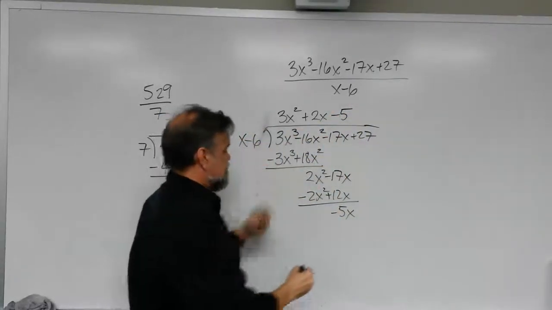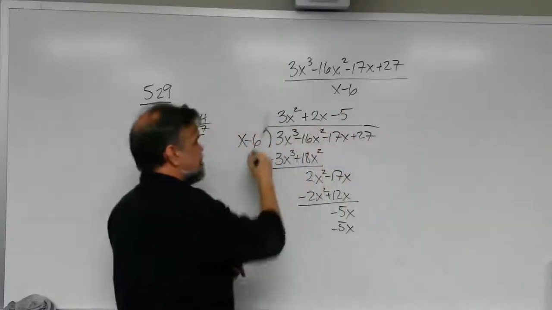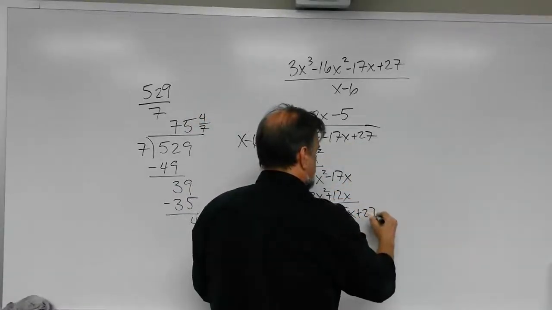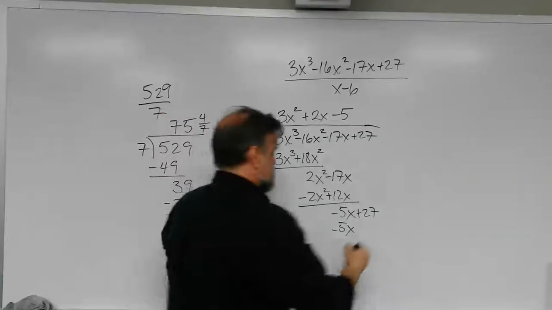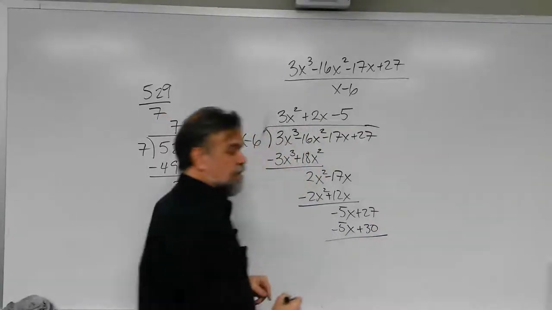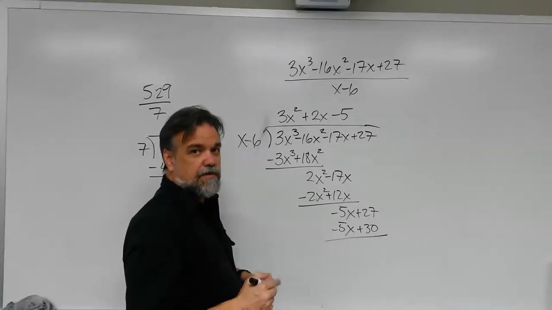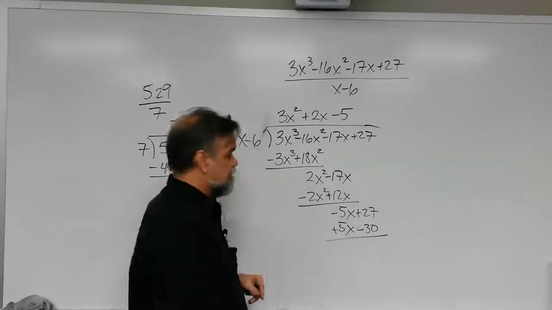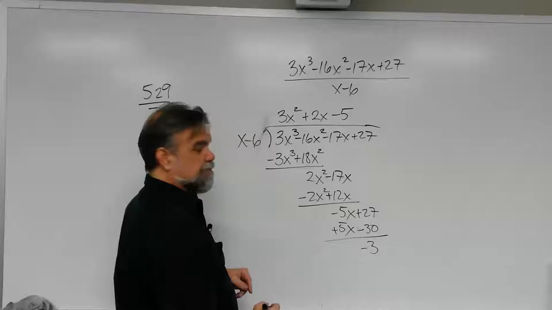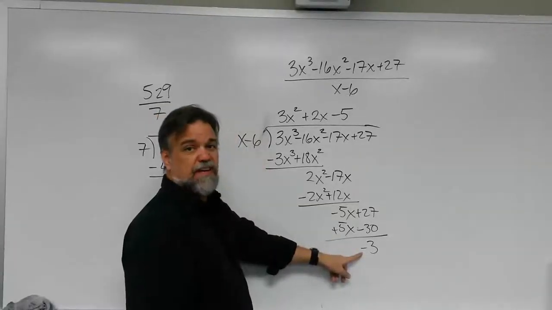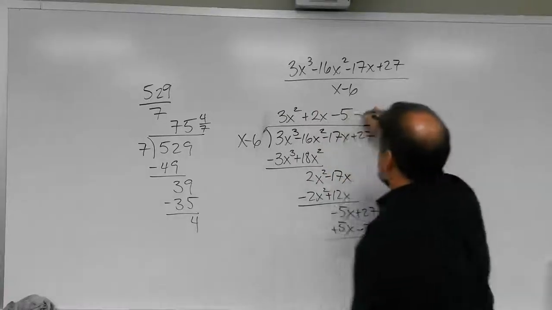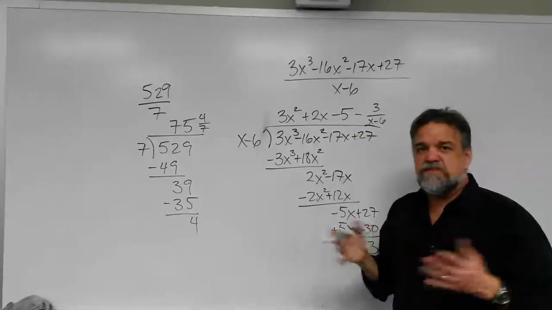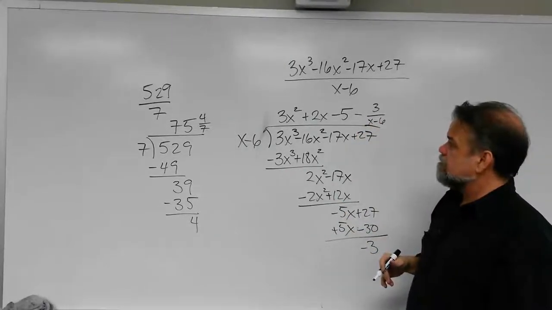So negative 5 times x is negative 5x, and negative 5 times negative 6 is, I forgot last time to drop down this plus 27, so let's do that. And now we'll do the negative 5 times negative 6 and get a plus 30. Again, best way to subtract is to change the signs and then add them up. 27 plus negative 30 is negative 3. And so now I say, how many times will x minus 6 go into negative 3? It doesn't. So I'm going to say minus 3 over x minus 6. You could also say plus negative 3 over x minus 6. Same thing. All right. Well, that wasn't so bad.